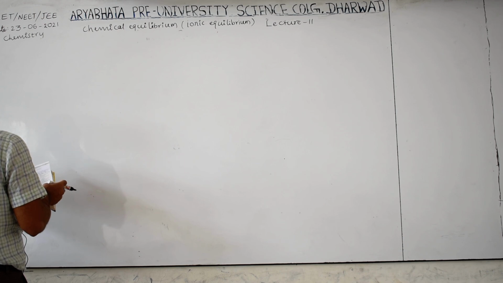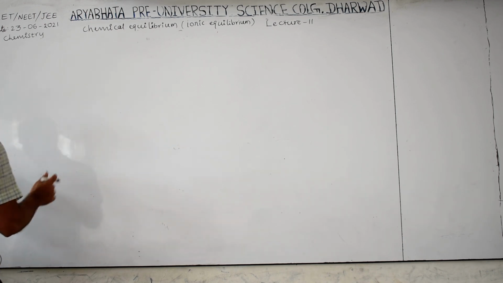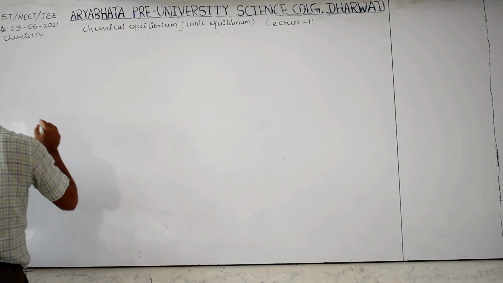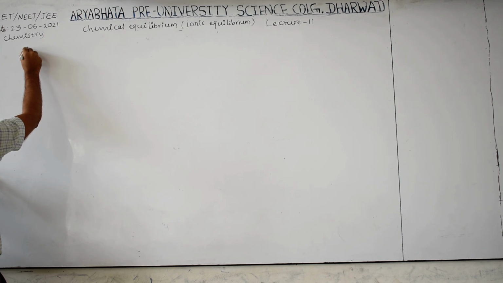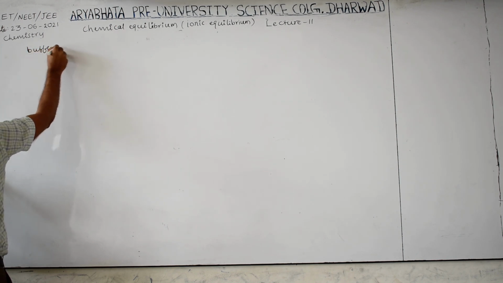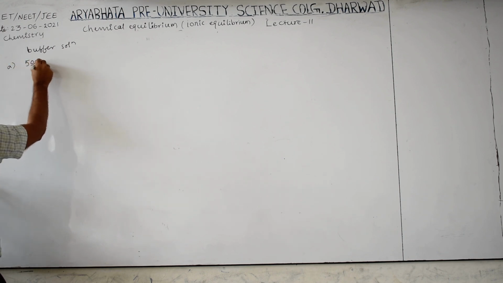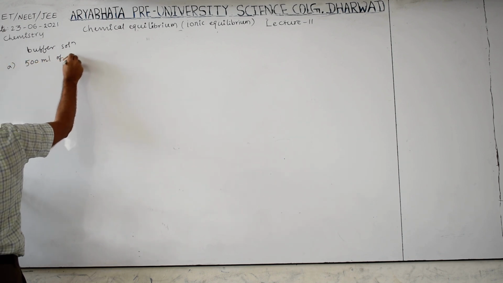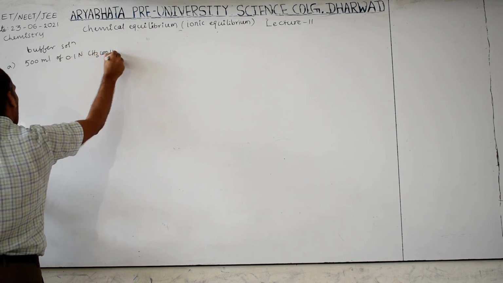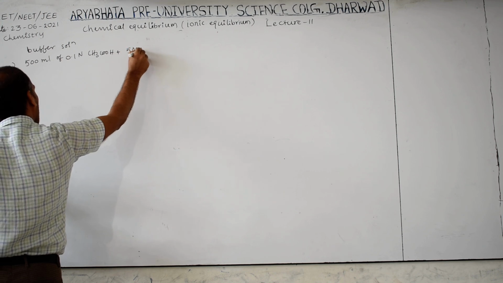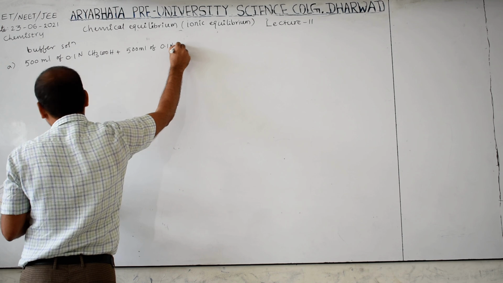Where is this buffer solution? Now the question is, which of the following is a buffer solution? Option A: 500 ml of 0.1 N acetic acid plus 500 ml of 0.1 N NaOH.